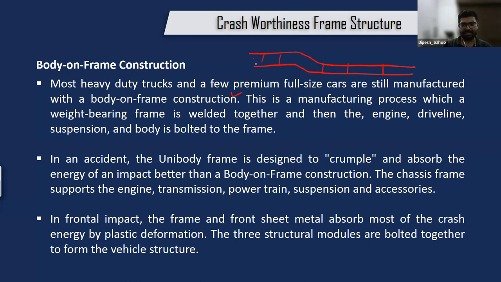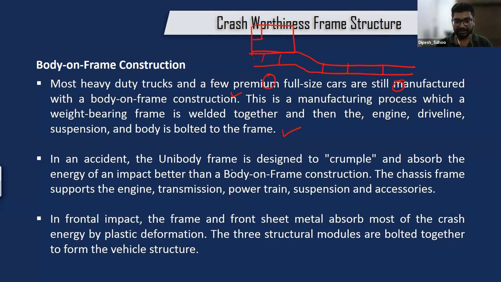This is a frame, and on this frame you have your truck body, and in here you have the wheels. This is a body and frame. It has no unibody construction. In this manufacturing process, the weight bearing frame is welded together. Then the engine, driveline, suspension, and the body are bolted to the frame.